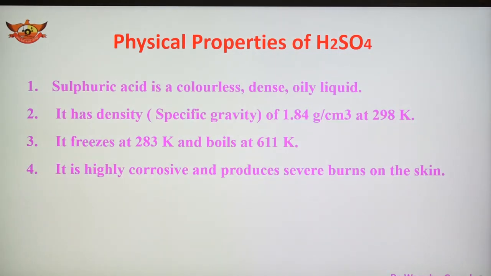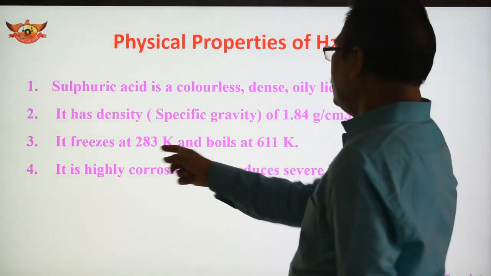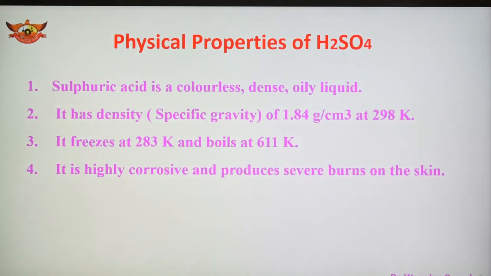Now some of the physical properties of sulfuric acid. These are not important from the examination point of view, but we should know the color and the physical properties of sulfuric acid. Sulfuric acid is a dense, heavy, colorless and oily liquid. It has a density of 1.84 gram per centimeter cube, its freezing point is 283 Kelvin and it boils at 611 Kelvin. It is highly corrosive and produces severe burns on the skin.